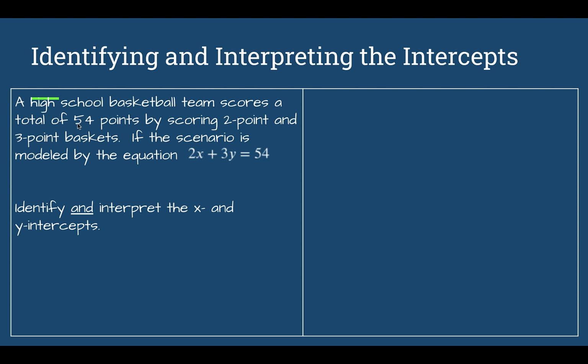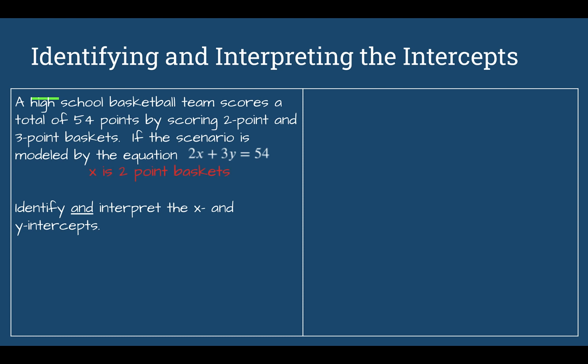That way the problem comes out nicely for what we want to do. So a high school basketball team scores a total of 54 points by scoring 2-point and 3-point baskets. If the scenario is modeled by the equation 2x plus 3y equals 54, identify and interpret the x and y intercepts. When we're solving this and going through, first we need to define what is x and what is y.